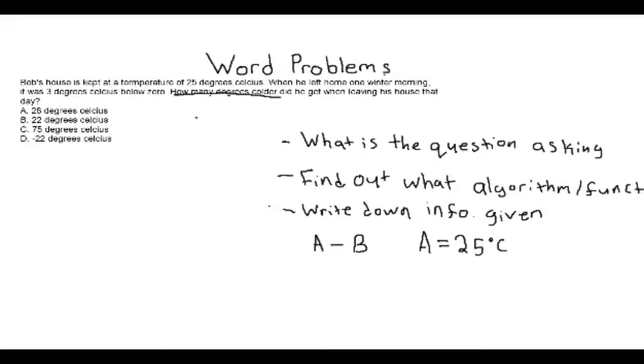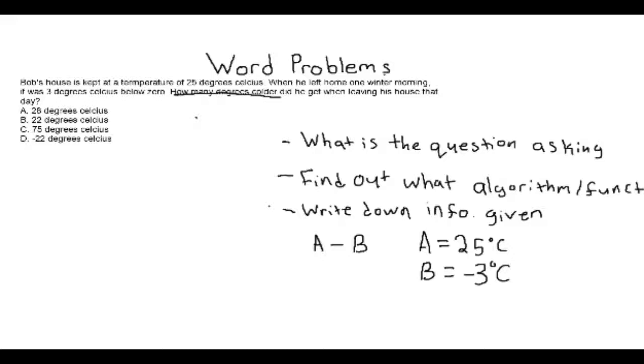Now the temperature outside the house, and this is where the problems could get a little tricky, especially when it comes to the third step. The temperature outside the house, the problem reads it was 3 degrees Celsius below zero. So if you write B is 3 degrees Celsius, that would be wrong. And the reason why that's wrong is because it says specifically 3 degrees below zero. So this problem is making sure that you know below zero means negative. So the temperature outside the house isn't just 3 degrees, it's negative 3 degrees. And that's going to make a huge impact on the final answer, especially since we're subtracting the two numbers.